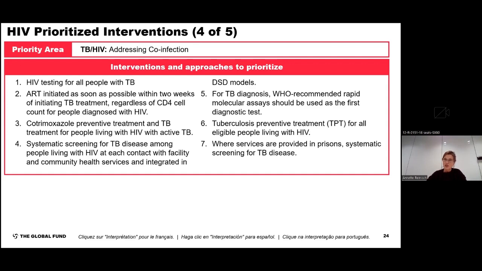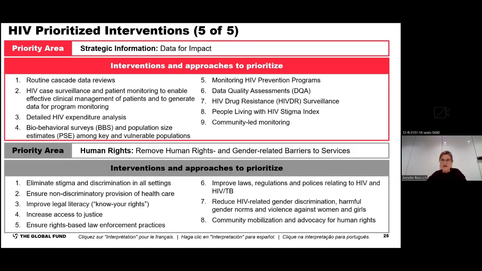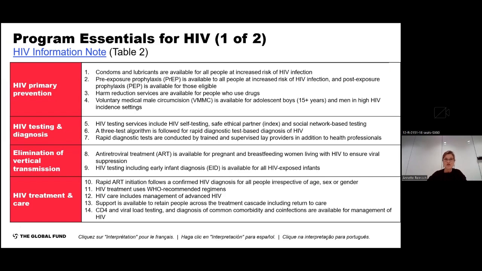With regards to strategic information, sorry, I didn't mention that you need to move slides, but I think you've done that. Thank you. Strategic information. There's now a strong focus on data for impact and enhanced information flows through improved program monitoring and reporting systems. And finally, next slide, we continue to highlight the critical importance of removing human rights and gender-related barriers to services. And we are presenting 8 interventions and approaches to address these barriers for inclusion in Global Fund funding requests.